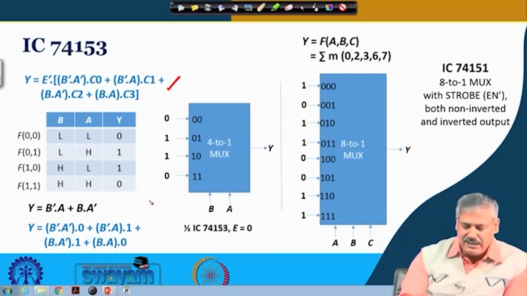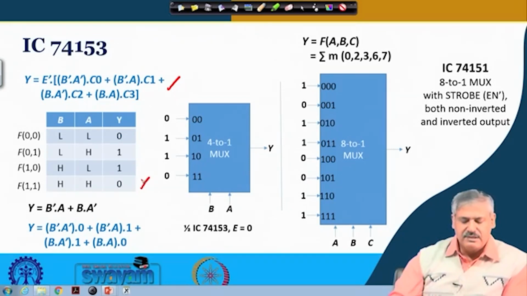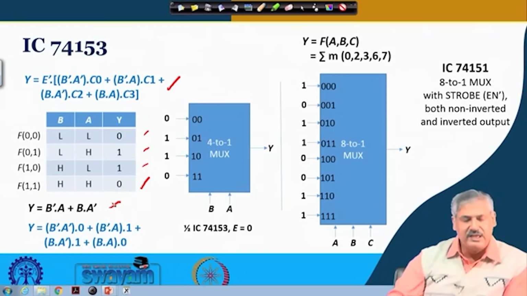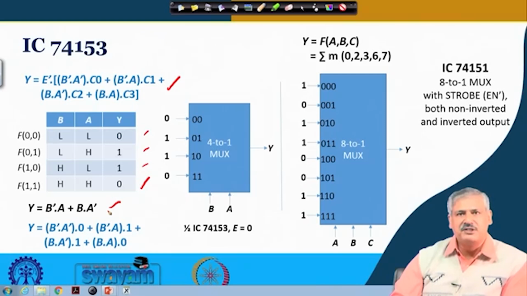And we want to realize a truth table which is something like this. So, this truth table F: whenever these two values are 00, it is 0, 01 is 1, 10 is 1, and 11 is 0. So, this is the corresponding basic logic equation.